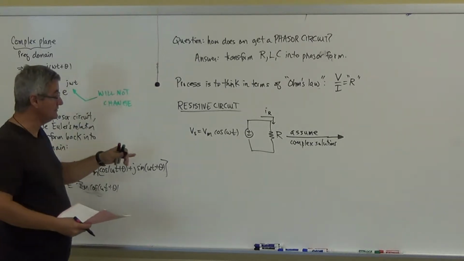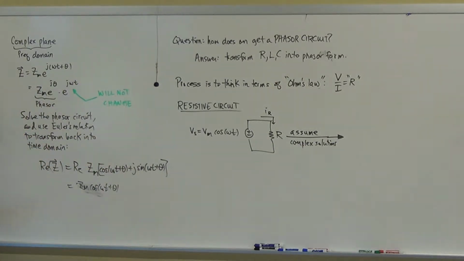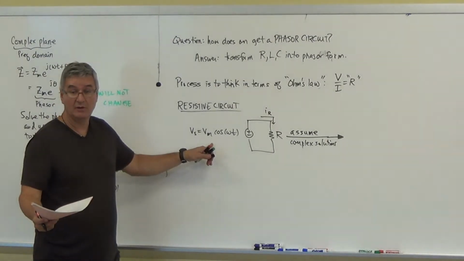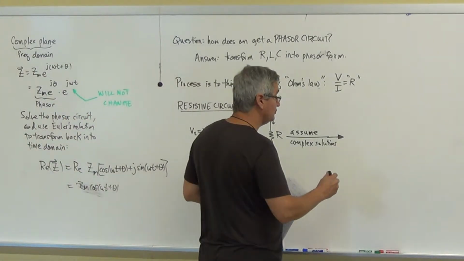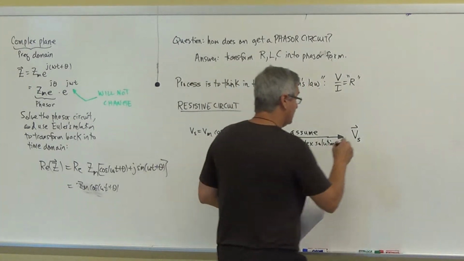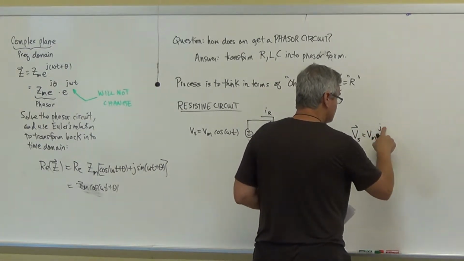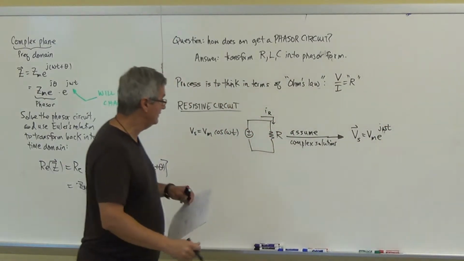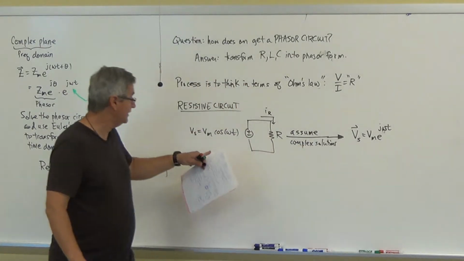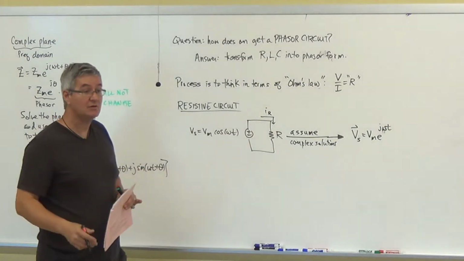Look at the cosine omega t. Note that it has no phase. So what's the phase angle for this? Zero. It's not there. So I now write my source like this: I now have a complex source, and it looks like Vm e to the j omega t. If I take the real part of this complex source, I get Vm cosine omega t. I haven't done anything, but I'm moving into the complex plane.